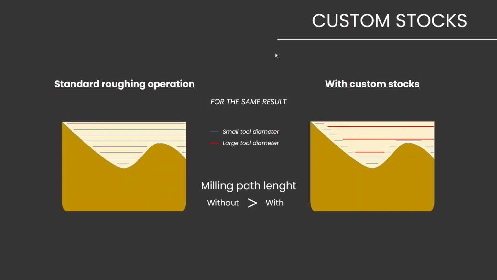This is what we can see in the example on the left hand, where we have the trajectories of a small tool shown. And now, on the right hand, the trajectories made thanks to the custom stock features, with the first roughing done with a large cutter. Then in blue, localized roughing trajectories created with the small tool. So we can combine tools in these trajectories to create quicker roughing milling.